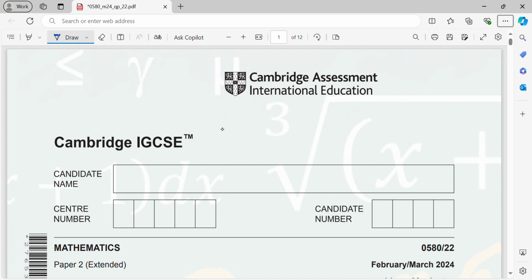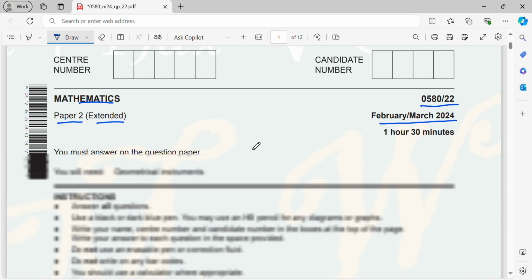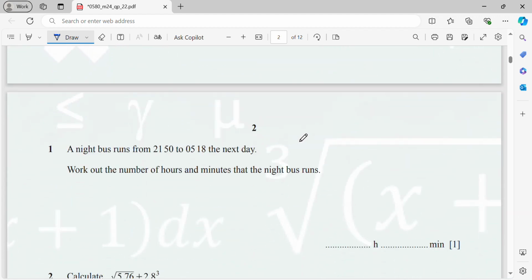This video is to discuss Cambridge IGCSE Mathematics Paper 2, which is the Extended Mathematics for February-March 2024, and the code is 0580/22. So let's move on to question number 1. A night bus runs from 2150 to 0518 the next day. Work out the number of hours and minutes that the night bus runs.